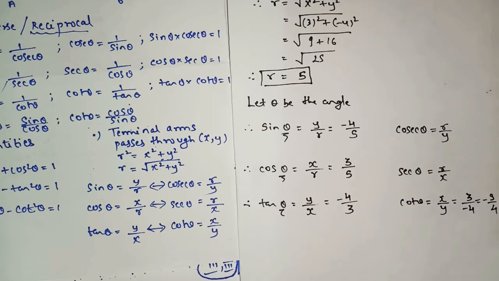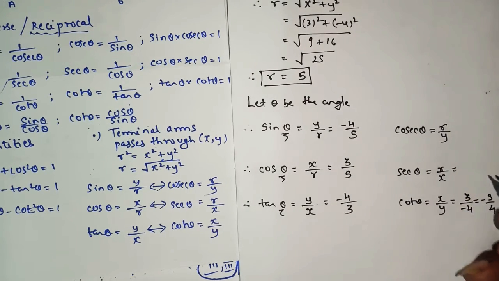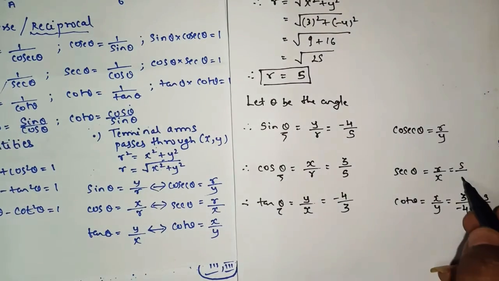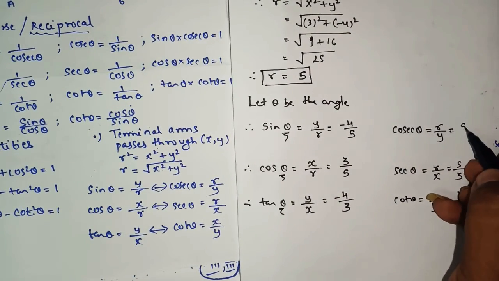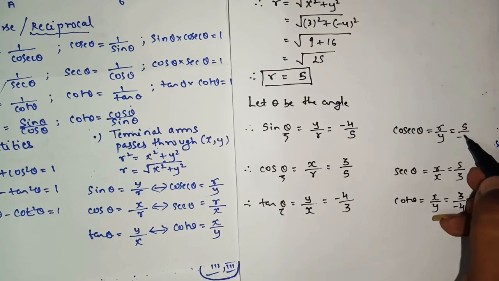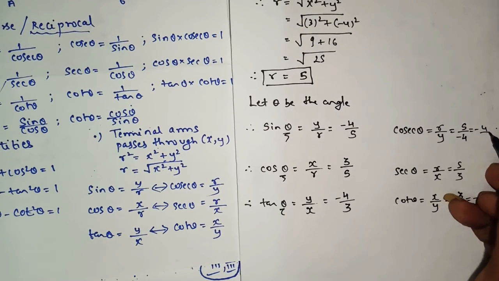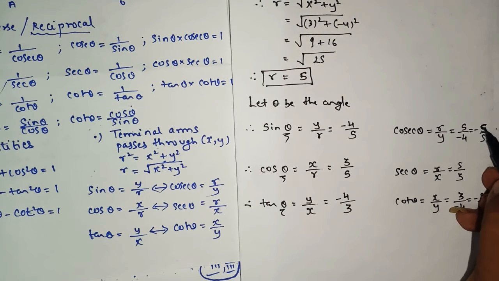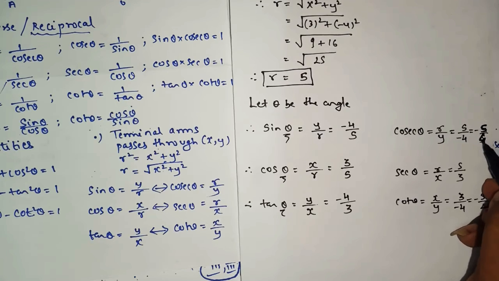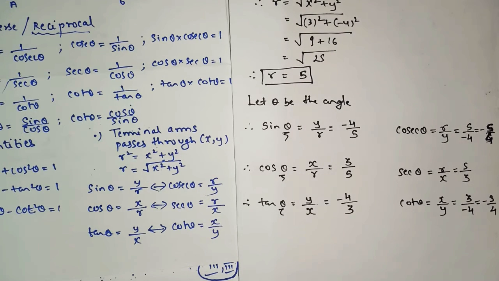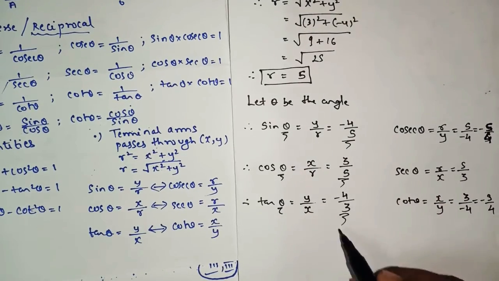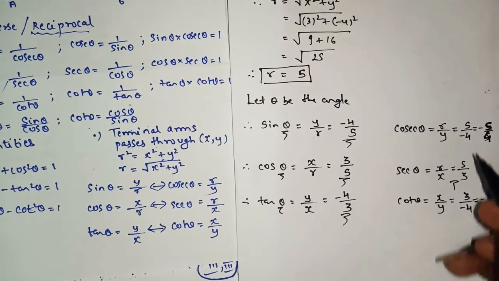Then next, cot is x upon y, so x is 3 and y is minus 4. Then sec is r upon x, r is 5 and x is 3. For cosec, r is 5 and y is minus 4. So here we can write minus 5 by 4 as the answer, the minus will go up. So here we got the answers for sine, cos, tan, cot, sec, and cosec.